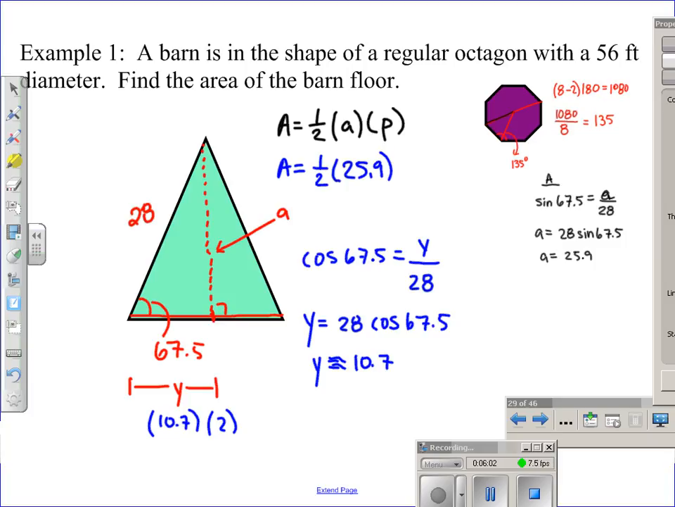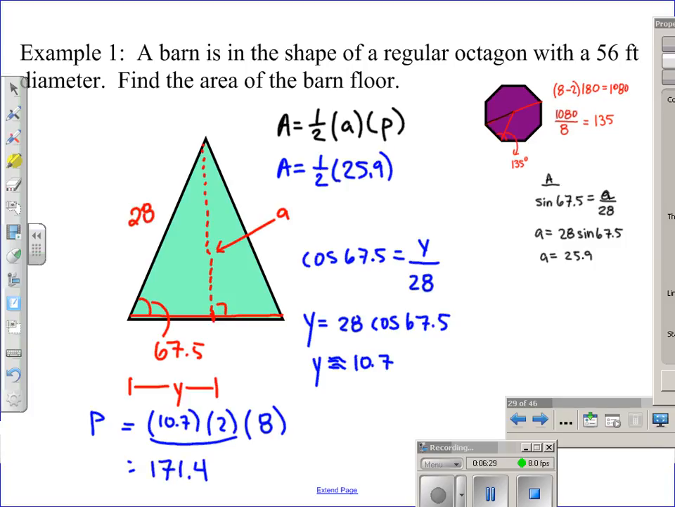Now, how many triangles are in the octagon? Well, there are 8 sides around, so that would be times 8. The first part gives you the base of the triangle, and the times 8 means there are 8 bases around. So this would equal our perimeter, and that gives me that the perimeter is approximately 171.4.